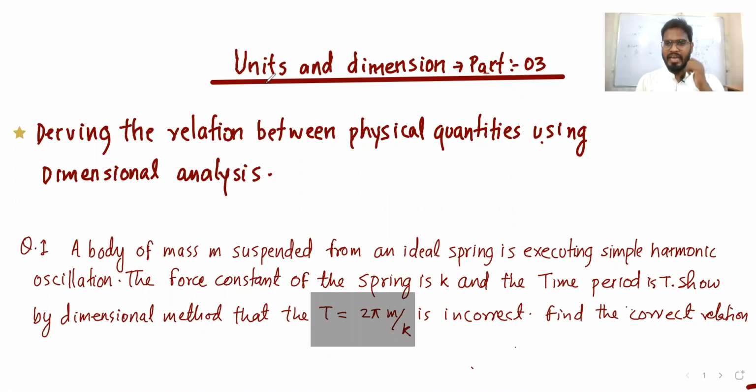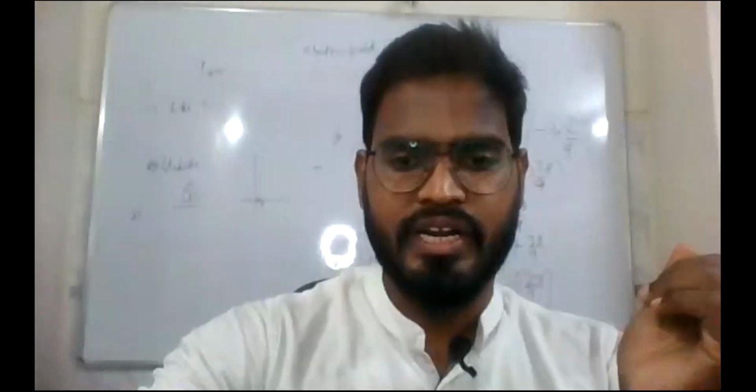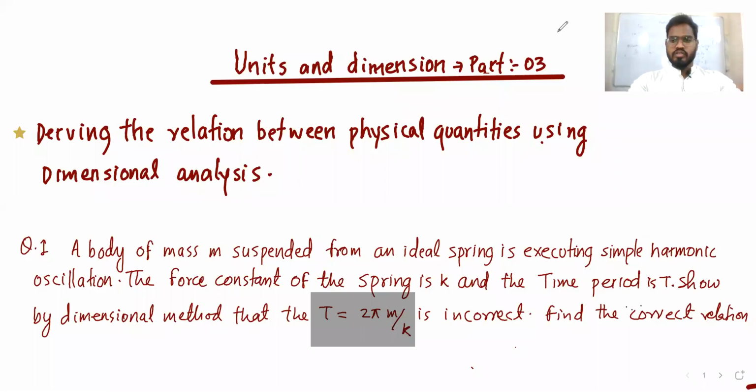Let's see. Ultimately the time period depends upon the mass and the force constant. A body of mass m suspended from an ideal spring is executing a simple harmonic oscillation. The force constant of the spring is k, and the time period is t. They are asking us to find the correct relationship from that. Okay, let's try.